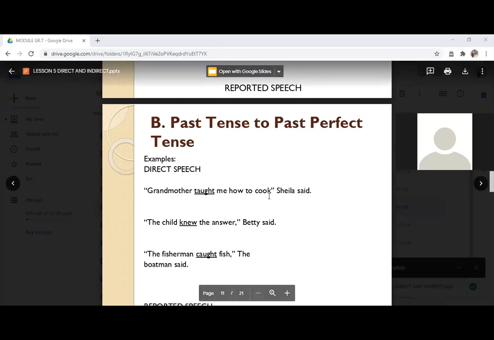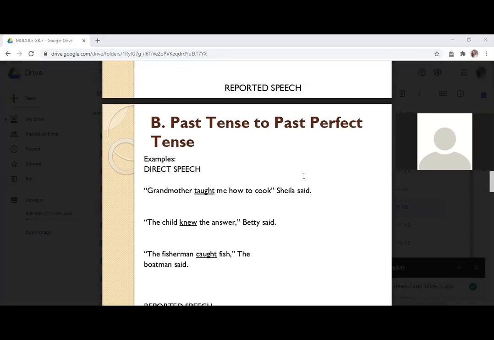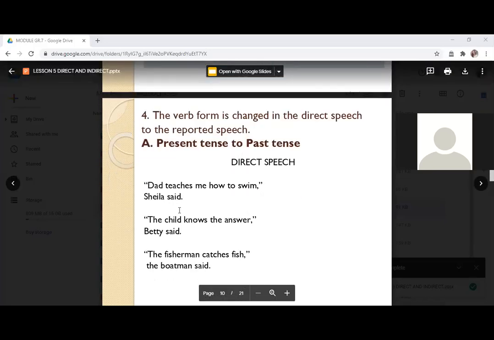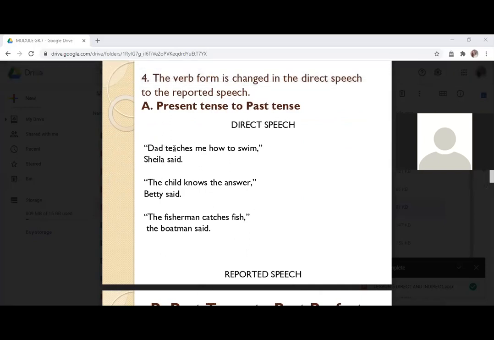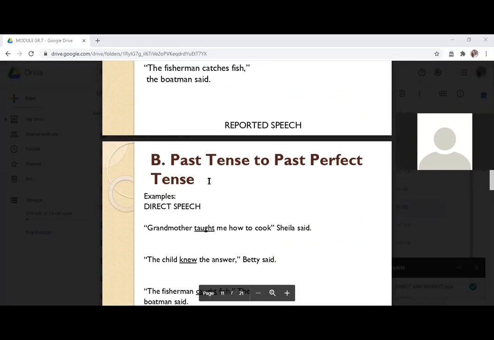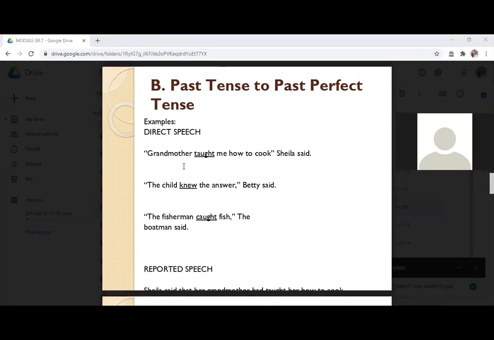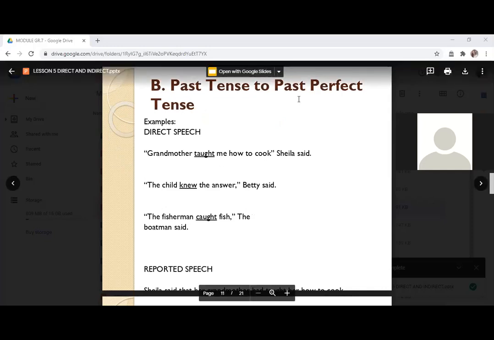Grandmother taught me how to cook. Is this an example of direct speech? Yes, because we can see a quotation mark. So direct speech yan. But the difference of this one to the first one is that in the first case, the direct speech uses present tense. But in letter B, in this example, the direct speech uses past tense. If it's in the past tense, we will change it to past perfect tense.